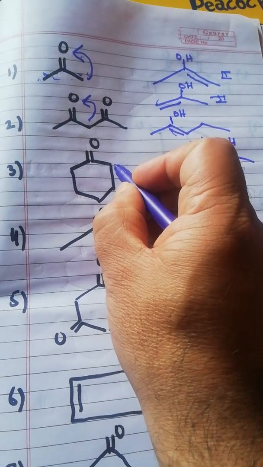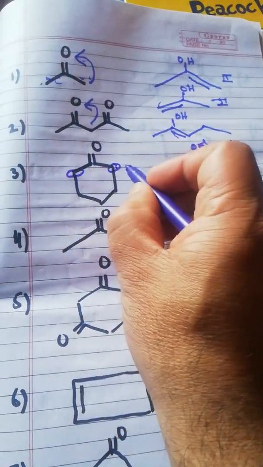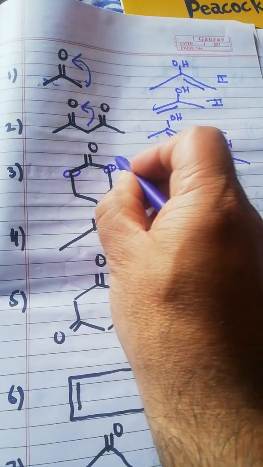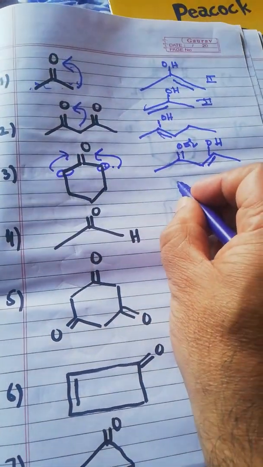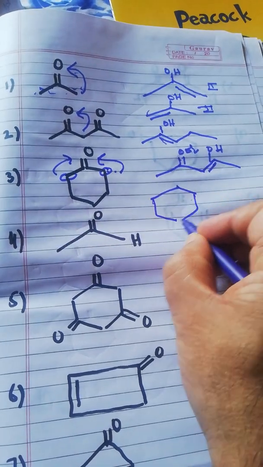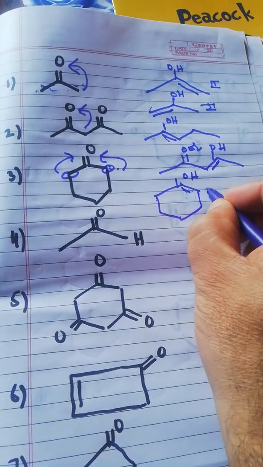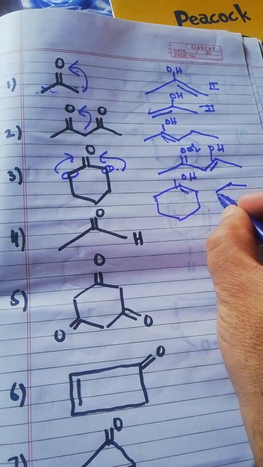Alpha hydrogens are present on this carbon, and alpha hydrogens are present on this carbon. Here it's CH2, here it's CH2. So the hydrogen can get migrated from this position to here, or it can get migrated from this position. So the possible enolic structures will be like this. Here it will be OH and the double bond will be here. If it gets migrated from here, the enolic structure will be like this.